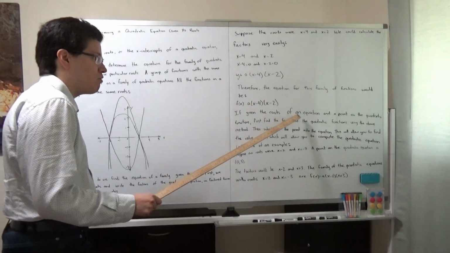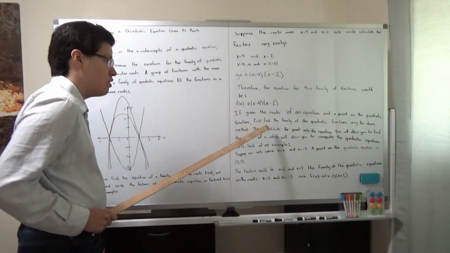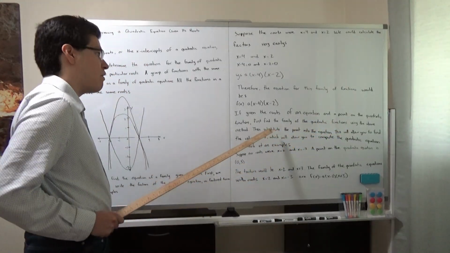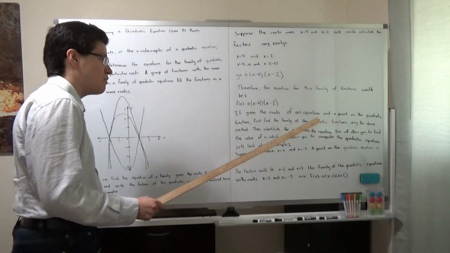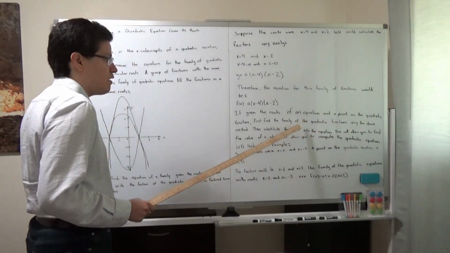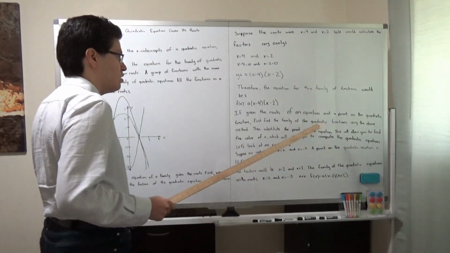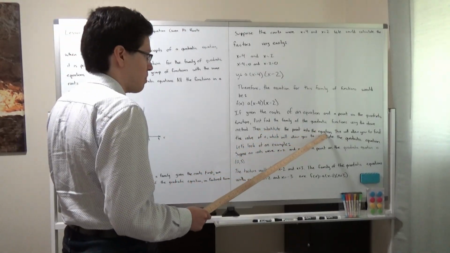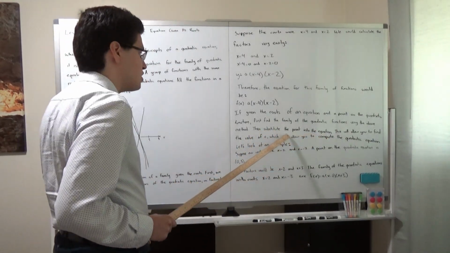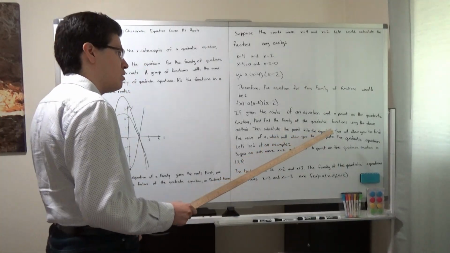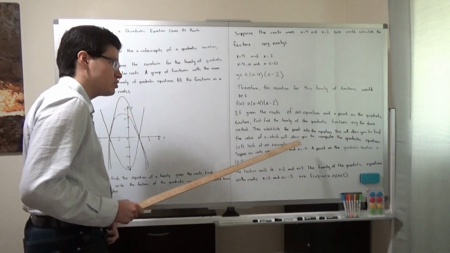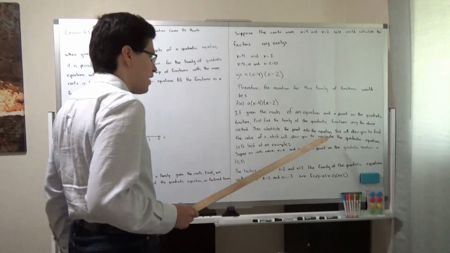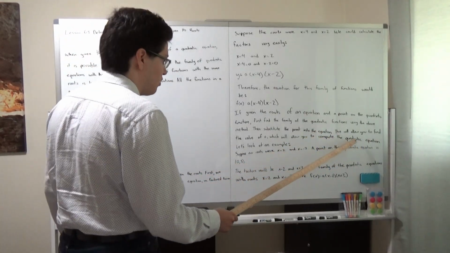If given the roots of an equation and a point on the quadratic function, first find the family of the quadratic functions using the above method. Then substitute the point into the equation. This will allow you to find the value of a, which will allow you to compute the quadratic equation.